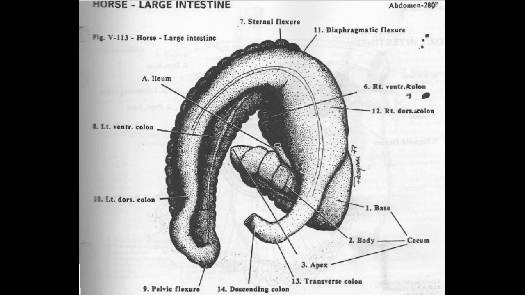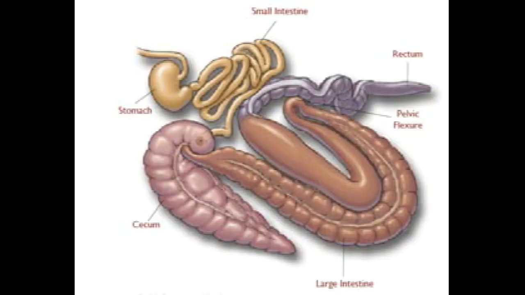After the left dorsal colon comes the diaphragmatic flexure, which is the continuation of the left dorsal colon on top of the sternal flexure. The diaphragmatic flexure is present on top of the sternal flexure, and the left dorsal colon is present on top of the left ventral colon. The left dorsal colon and right dorsal colon are connected through the diaphragmatic flexure. After the diaphragmatic flexure comes the right dorsal colon, which again continues to move caudally.